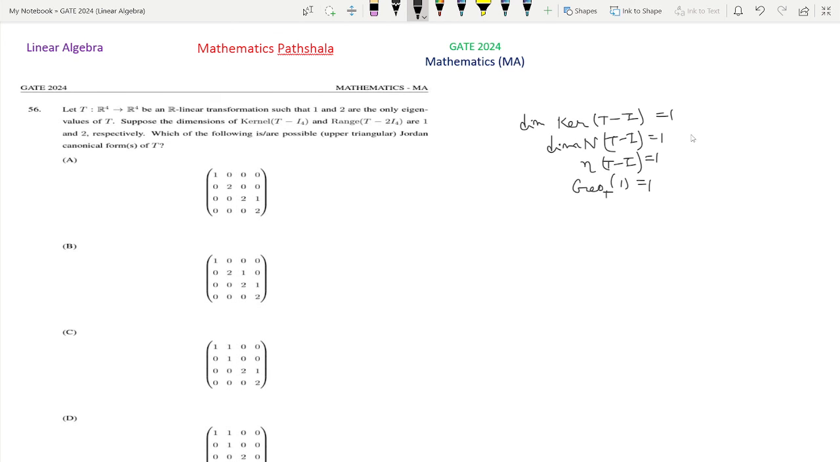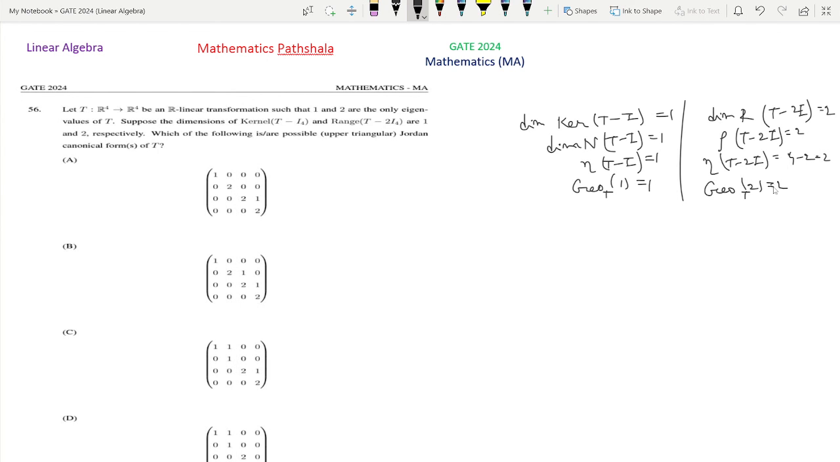So this is one thing given in the question, and the other thing given is that the dimension of the range space of T minus 2I, that is the rank of T minus 2I, is equal to 2. By the rank-nullity theorem, the nullity of T minus 2I equals 4 minus 2, since T is from R4 to R4, that is 2. So this is also the geometric multiplicity of 2, equal to 2.